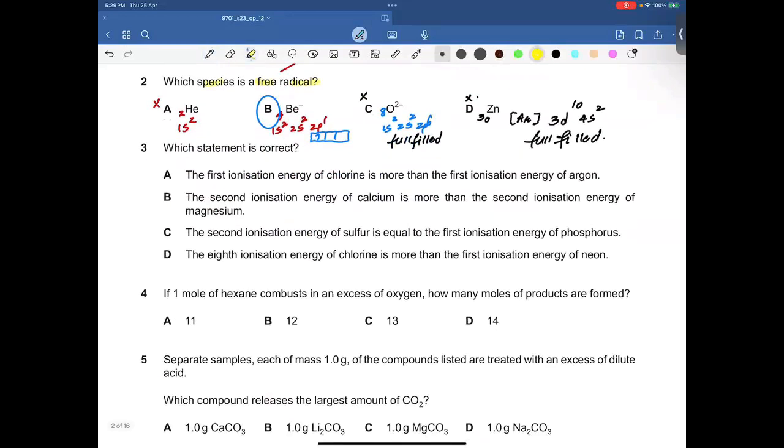Which statement is correct? The first ionization energy of chlorine is more than the first ionization energy of argon. Absolutely incorrect, because it has to be less than.